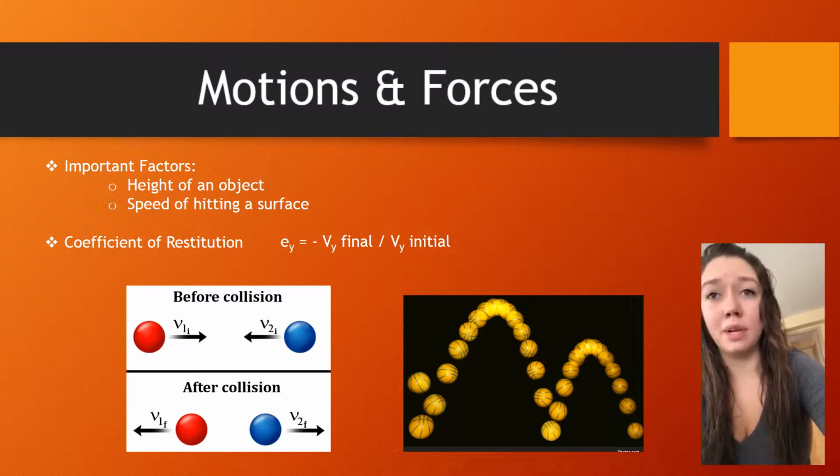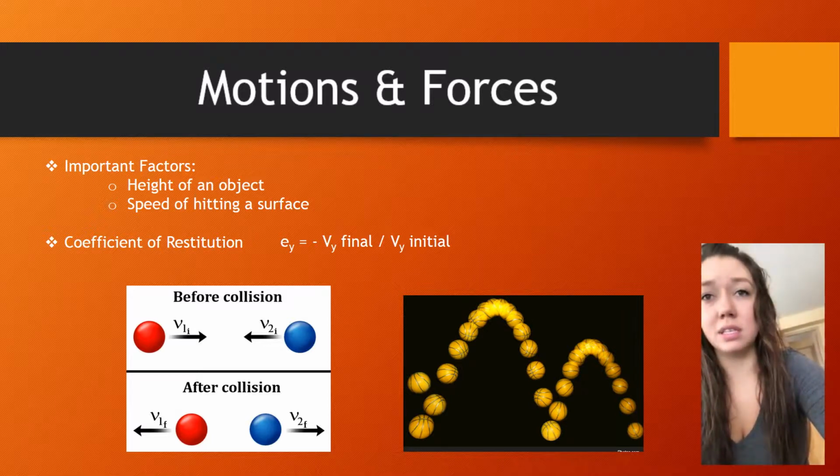The speed of the ball when it hits the surface is measured by the speed of the ball's contact point. Since the initial and final velocity will be in different directions, one will be negative and the other will be positive. You can add a minus sign in front of the ratio, which will make it positive. To find the speed of the ball's contact point on the horizontal x-axis, we use the equation EX equals a negative Vx final velocity divided by Vx initial velocity.